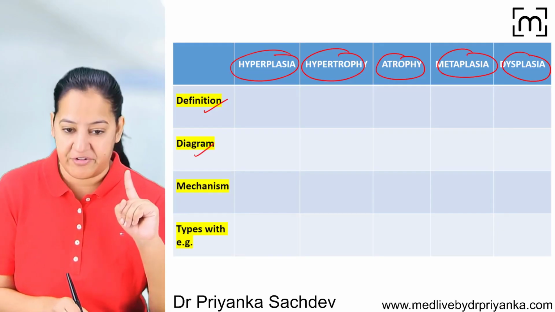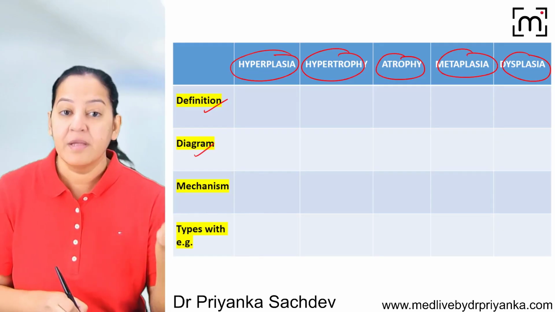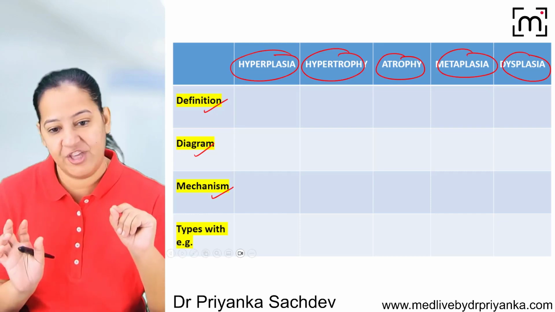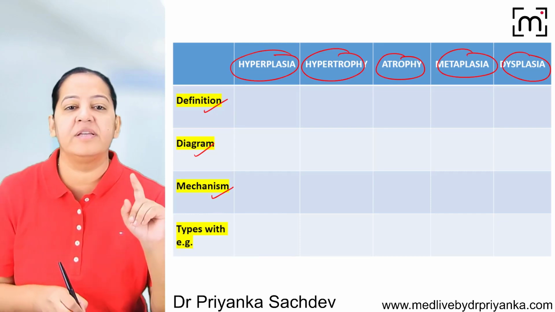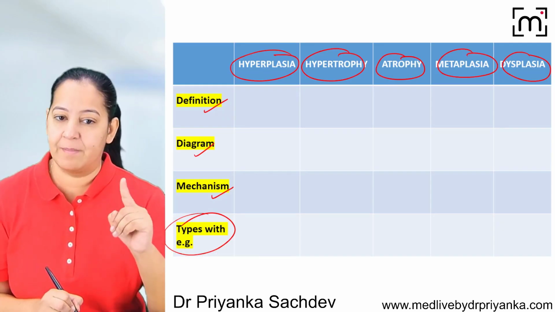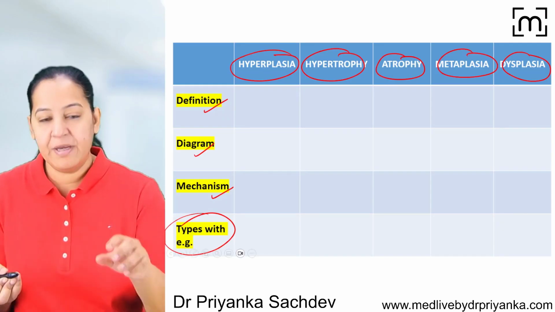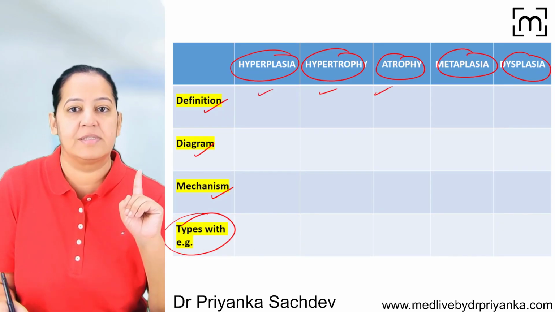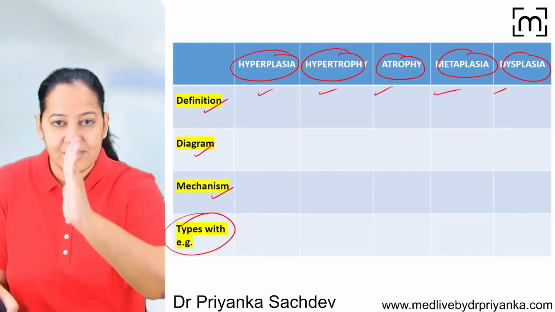After that, you have to draw the diagram of each of them in your exam. Then you have to write the mechanism of each of them. And the ultra important is their types along with their examples. You have to write their types along with their examples. If you are getting a short question on any one of them, you have to write the four things on each of them.